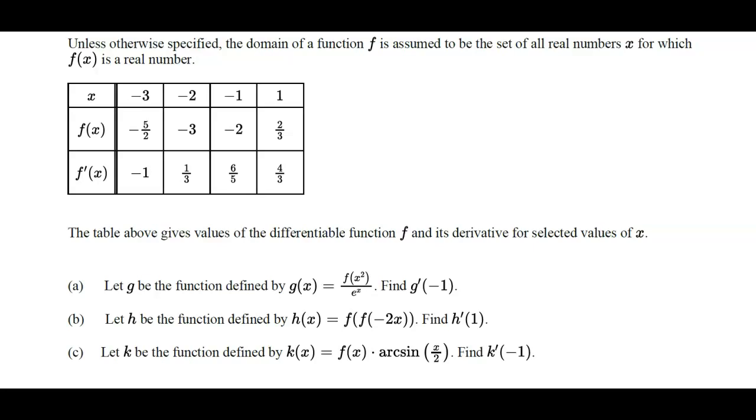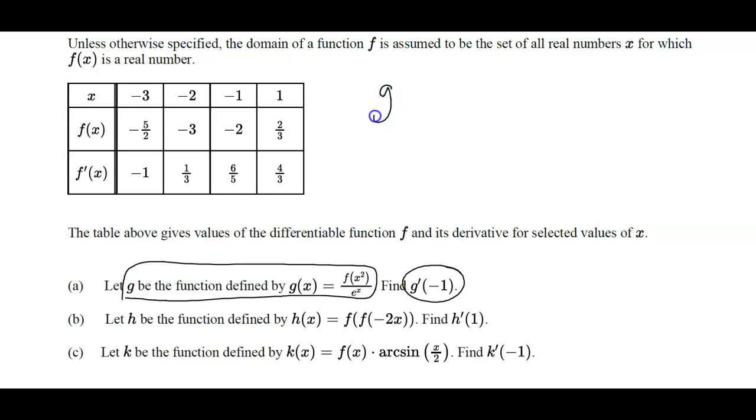All right, let g be the function defined by this, and we are wanting to find g prime of -1. So to do that, we need to take the derivative of g first, and that's going to require the quotient rule. So low d high. Notice I had to do the chain rule to get that.